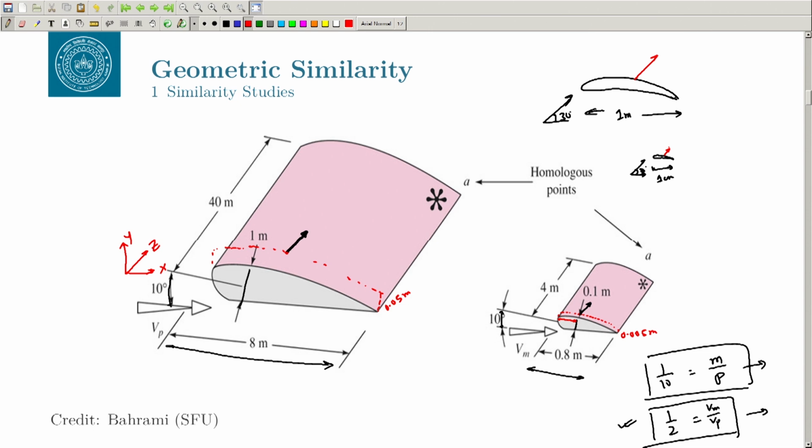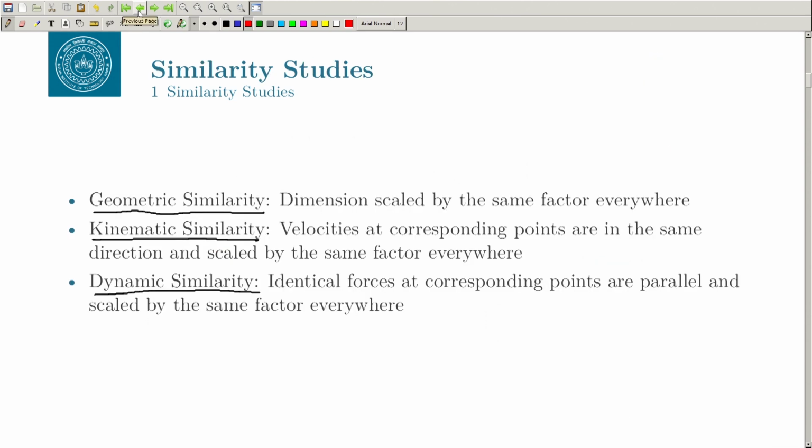And again this factor can be different from the factors that we have used in the geometric similarity or the kinematic similarity, but the same factor should be applied everywhere in the domain. Okay. So, that is the dynamic similarity. The forces should be identical, and they are parallel in the sense that they are in the same direction and scaled by the same factor everywhere. Now, for the dynamic similarity, you must have the geometric similarity and the kinematic similarity. So, if these two similarities are satisfied, then you can talk about the dynamic similarity.